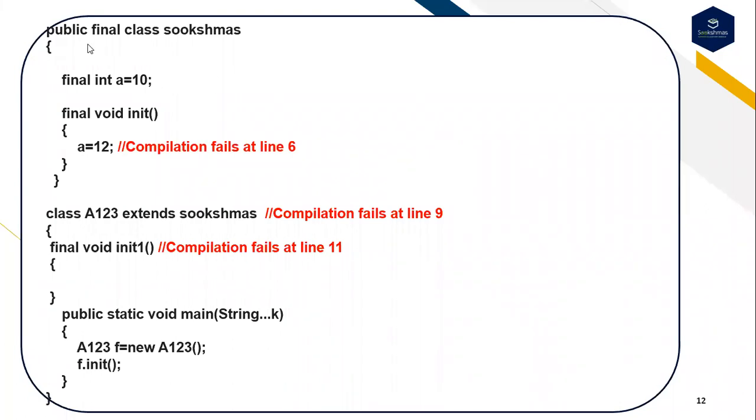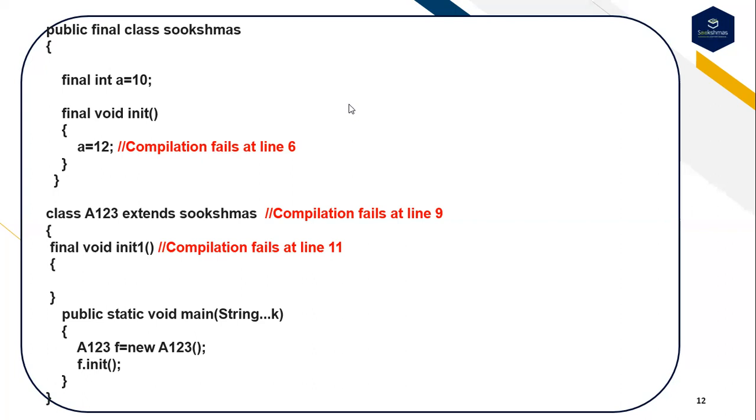The next question is public final class Sukshmas, final int a is equal to 10, final void init. This is the final method. a is equal to 10. This is the derived class A123 that extends from the base class called Sukshmas. And this is final void init1. This is a different method. Execution of the program begins from the main. Here I created an object for the derived class. By using this, I'm calling the init. So predict the output of this code.